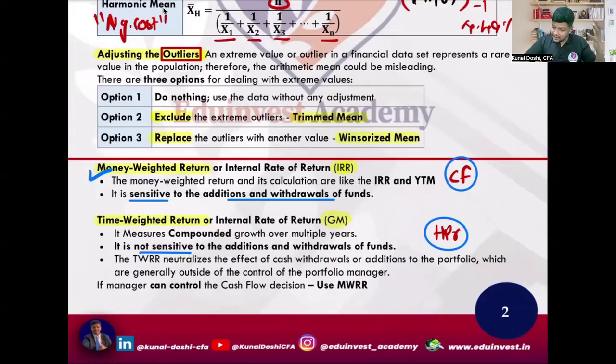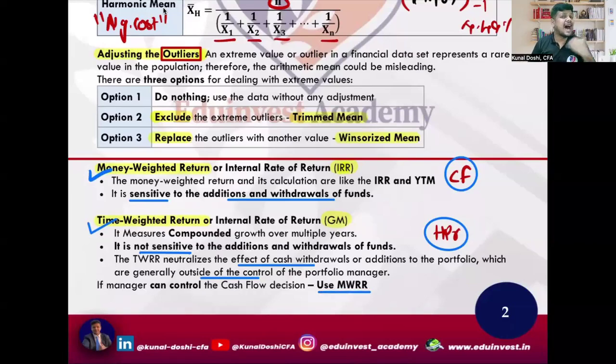Therefore, most portfolio returns use time-weighted rate of return because it neutralizes the effect of cash inflow and outflow, which are generally outside the control of the portfolio manager. You cannot stop the client from putting more funds unless it's a closed-ended private equity fund. Clear? So the conclusion: if they ask you in the exam that the manager has control on the cash flow, then we use money weighted rate of return.